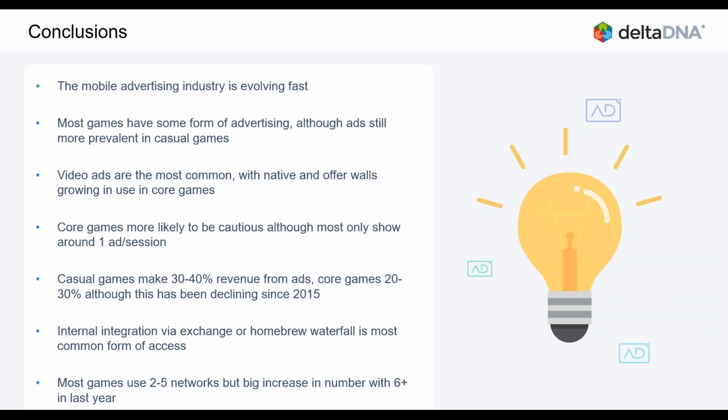Most common way of getting ads in is through an exchange or through a homebrew waterfall, but obviously the use of mediation services is large and it's growing. And we can see that because most people are leaning towards using 2 to 5 ad networks, but there has been a big increase in the last couple of years of people using 6+, using quite a lot of ad networks to make sure that they have coverage across all regions and platforms.